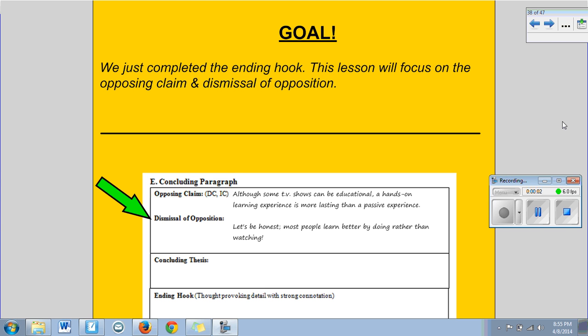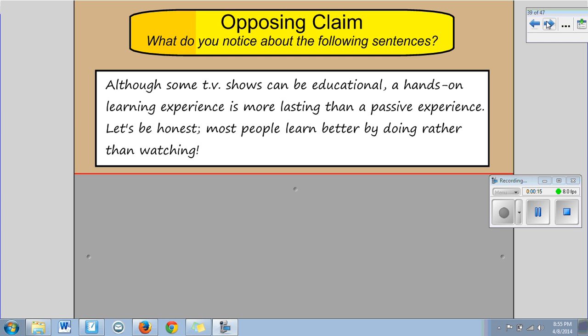This lesson is going to focus on the opposing claim and the dismissal of the opposition in the concluding paragraph of our 5-paragraph essays. Here is an example of an opposing claim. Although some TV shows can be educational, a hands-on learning experience is more lasting than a passive learning experience. Let's be honest, most people learn better by doing rather than watching.